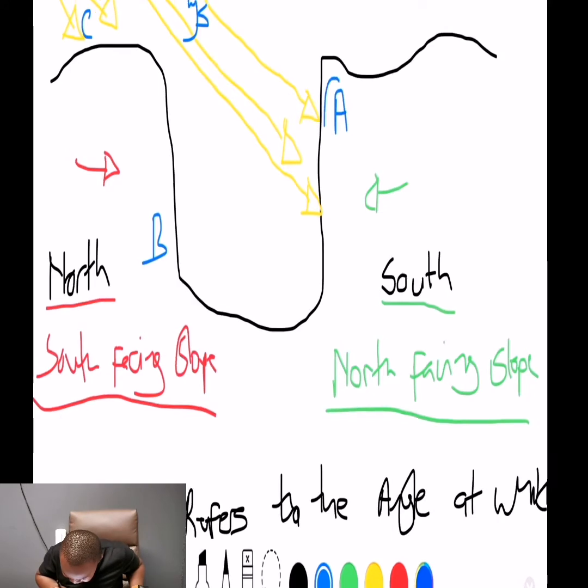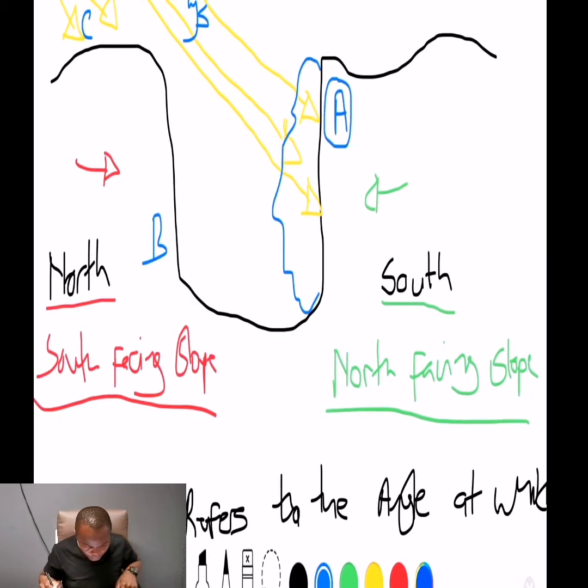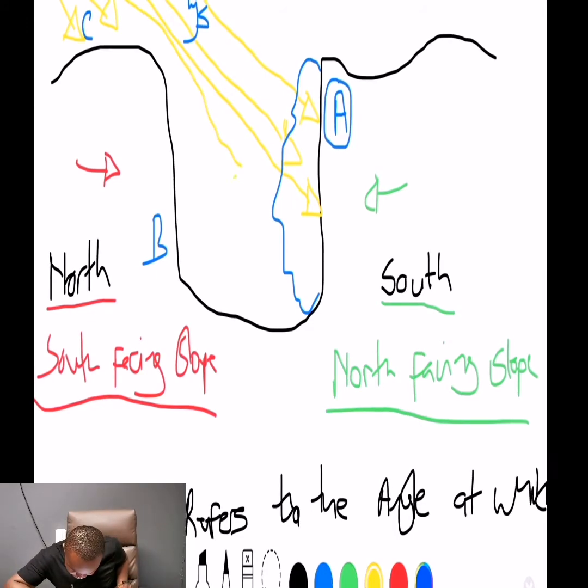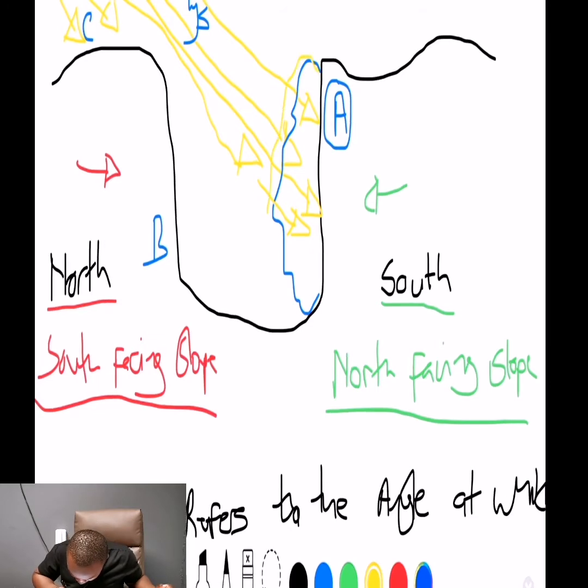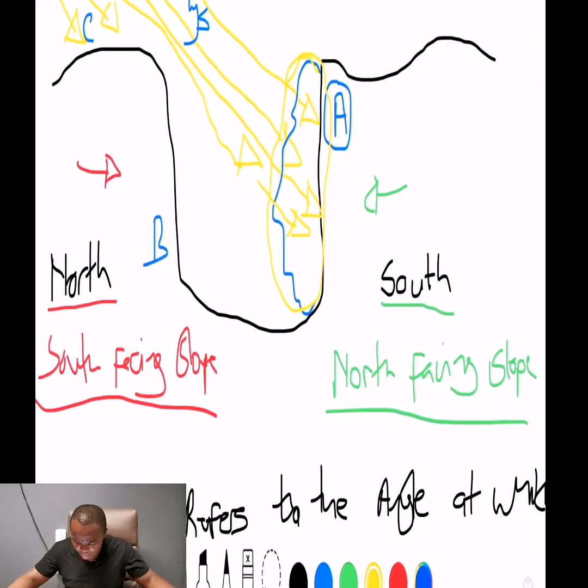Meaning that area A, all this area here, is warm. Why is it warm? Because it receives direct insolation. This area is being heated by the sun. All this area labeled A receives direct insolation and it is warm. Why is this warm? Because the sun rays heat the slope which we call the north-facing slope.